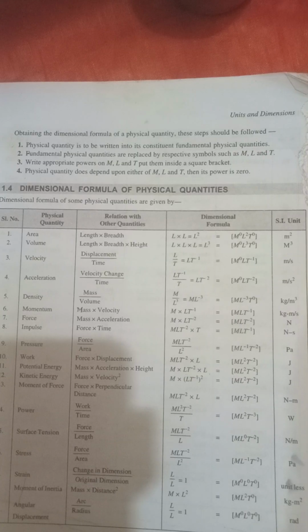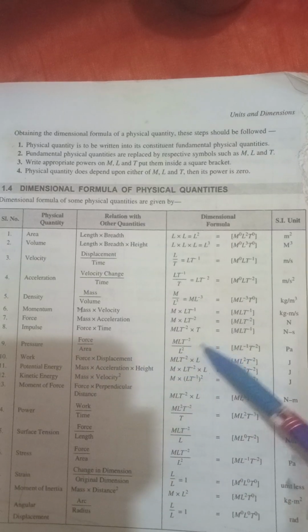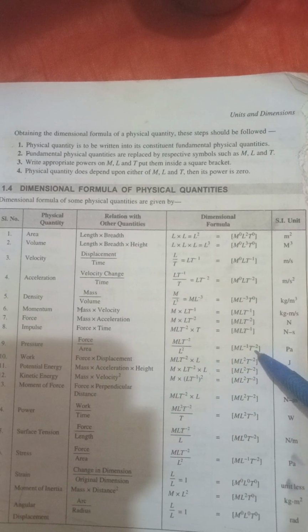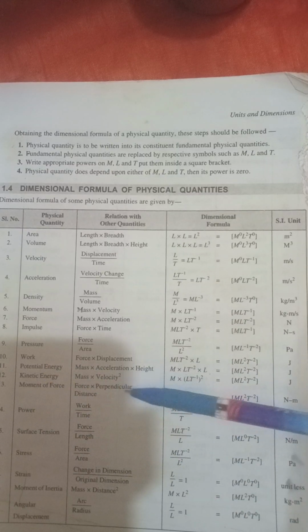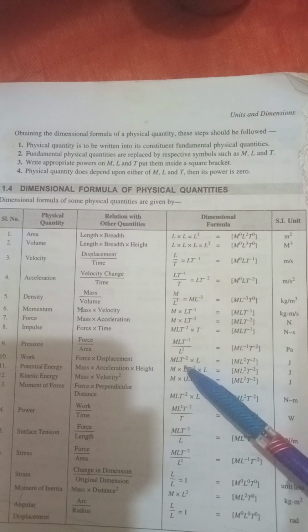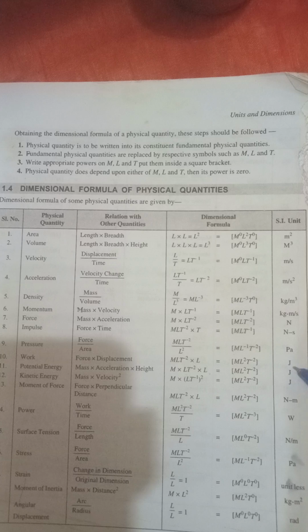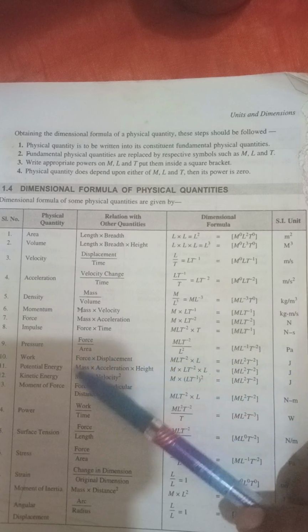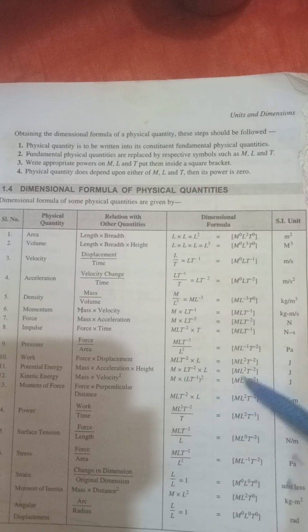Pressure is force upon area, M L T inverse 2 upon L square, M L inverse T inverse 2, SI unit Pascal. Work is force into displacement. Dimensional formula M L T inverse 2 into L, M L square T inverse 2, SI unit joule. Potential energy is mass into acceleration into height. Dimensional formula M into L T inverse 2 into L, M L square T inverse 2, SI unit joule.